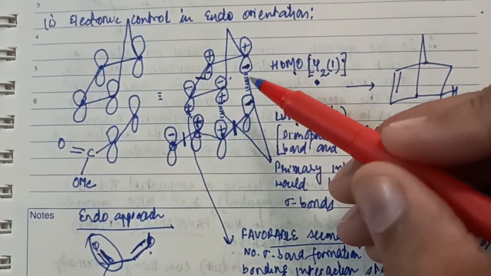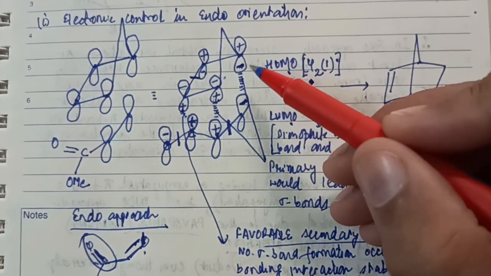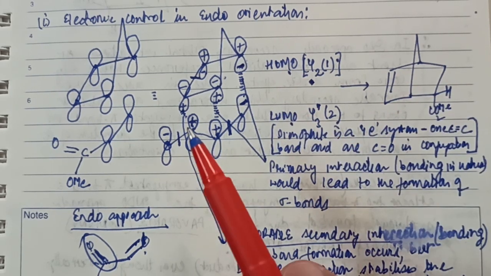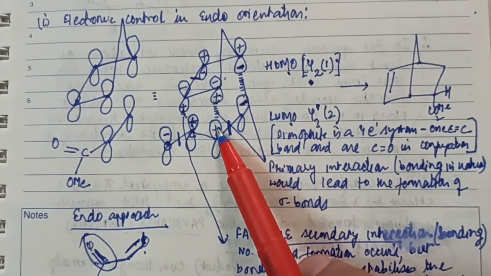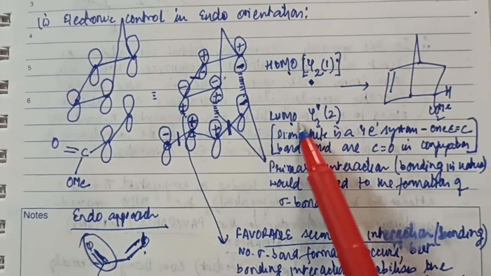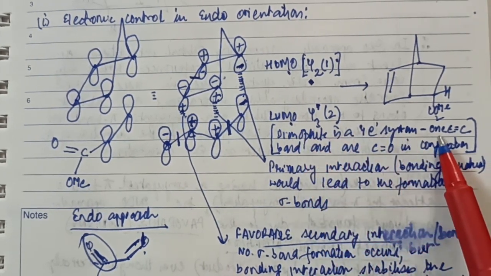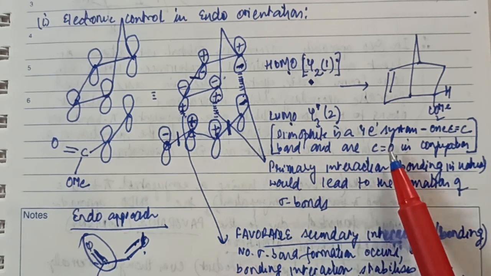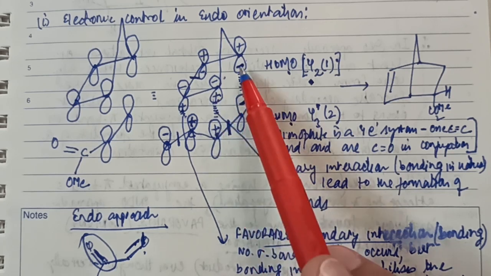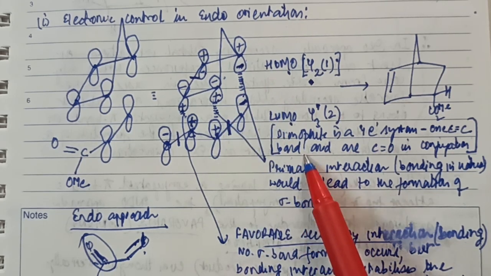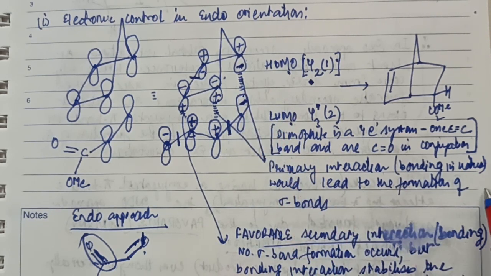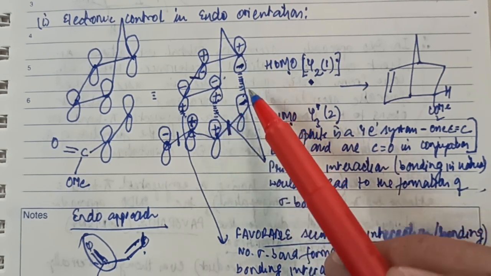Now look at this. Why is this reaction thermally allowed? Because negative interacts with negative, positive with positive. There is a bonding interaction between the two. This interaction, which leads to the formation of a sigma bond, is called a primary interaction. Now, as I've written, the dienophile is a 4 electron system, one carbon-carbon double bond and one carbon-oxygen bond in conjugation. The interaction between these lobes we call primary interaction, and we know these primary interactions are bonding in nature and lead to the formation of sigma bonds, 2 sigma bonds here.